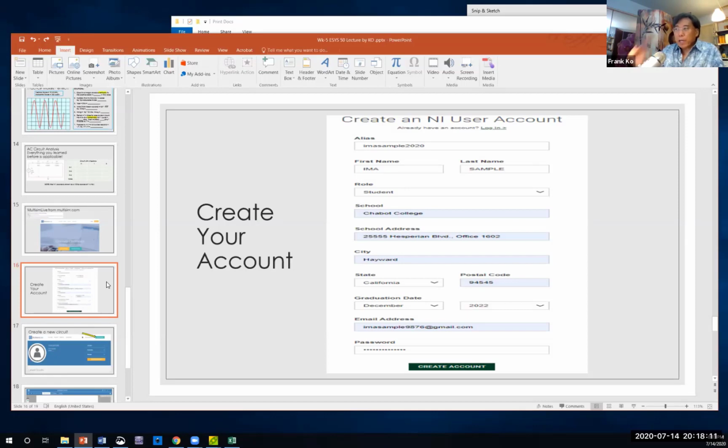So what you do is you create a user account. You type in an alias, your first name, your last name, your status as student, your role as a student. The school is Chabot College. Address is not critical. Neither is city or postal code. But what is important is state, and then the graduation date; I put down December 22. Email address, I put down imasample9876@gmail.com. That is a valid email. It's one of my aliases. And you type in a password and you create an account. It doesn't take very long to create an account.